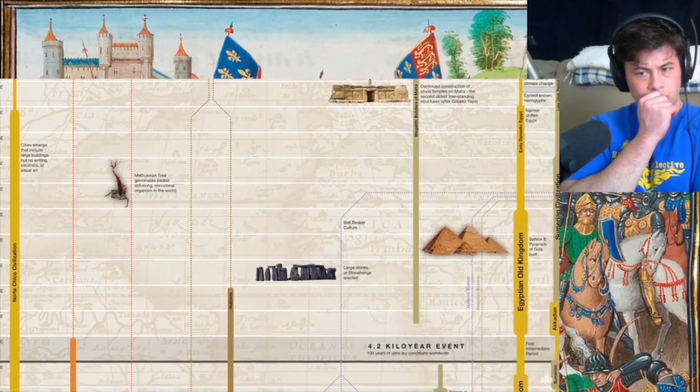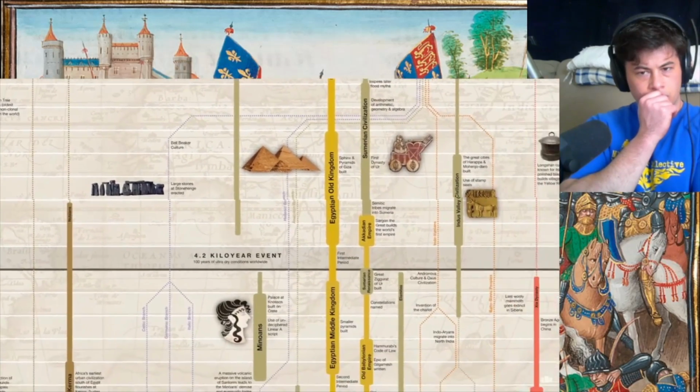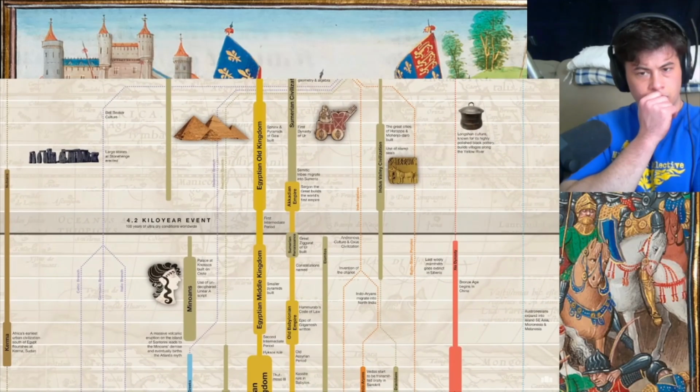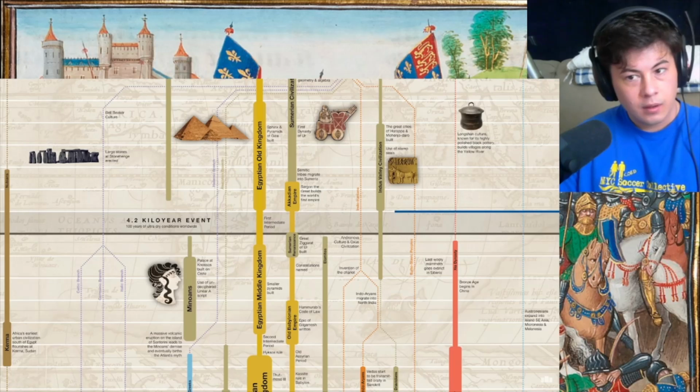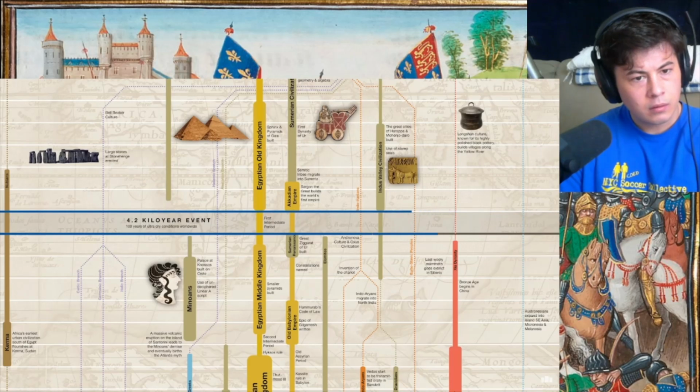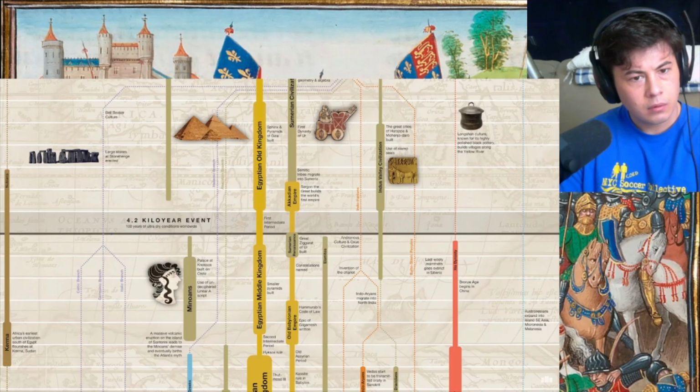Okay, so that was the early Bronze Age. Now let's look at the Bronze Age proper. Dividing these 2 time periods is a very important event known as the 4.2 kiloyear event, named because it occurred approximately 4.2 thousand years ago.